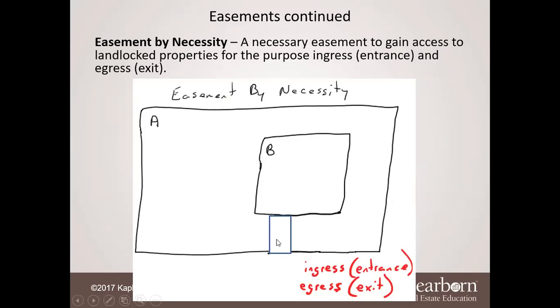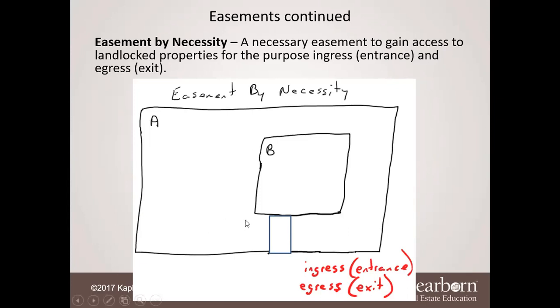Can lot owner B park their car right here in that road that gets them to their property? No, because it's lot owner A's property. You can't just park your car there. You can use it just for the purpose of ingress and egress. That means entrance and exit, to get into your property and to get off of your property. That's it.